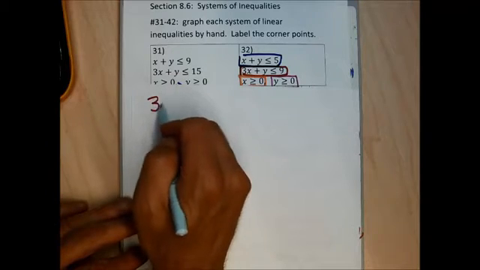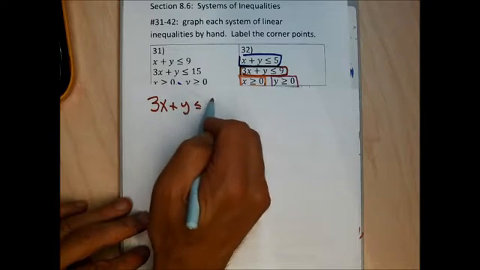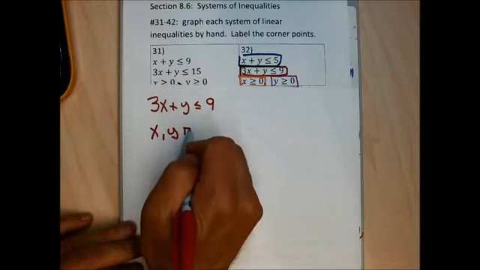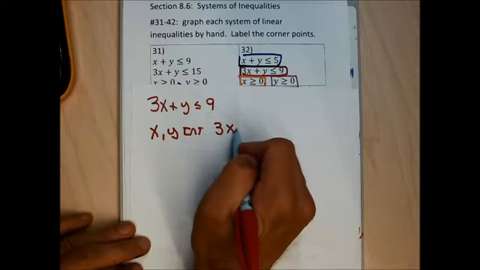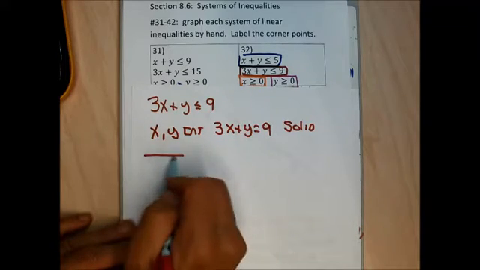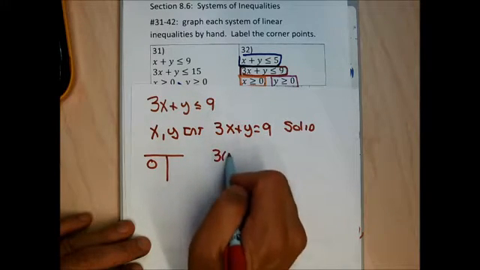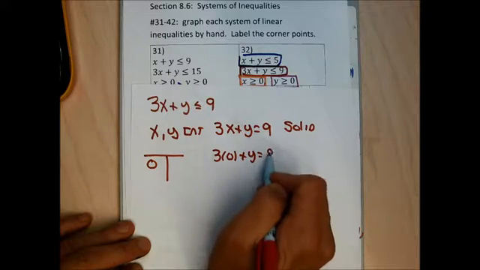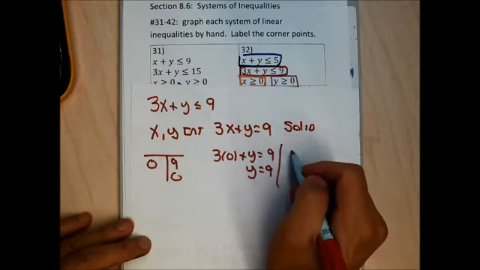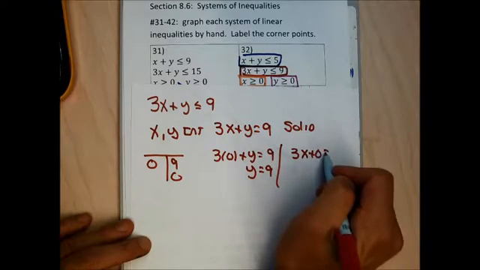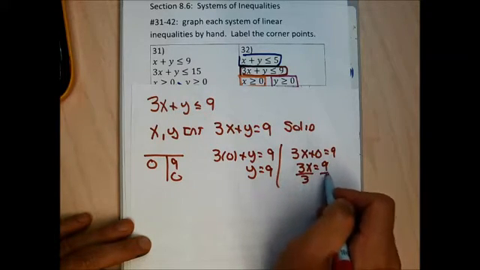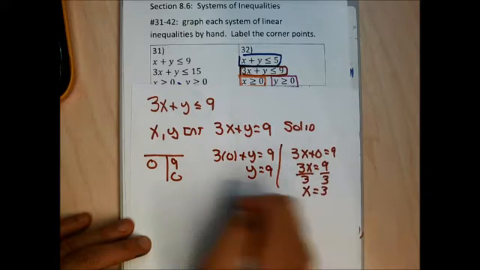If you try to scrunch it in, it gets really hard to follow your thoughts. So first I'm going to find the x and y-intercept of 3x plus y equal to 9 and make a solid line. So plug 0 in for x. 3 times 0 plus y equal to 9. That's going to give me y equal to 9. Plug 0 in for y. 3x plus 0 equals 9. 3x equals 9. Divide by 3, and get x equal to 3.